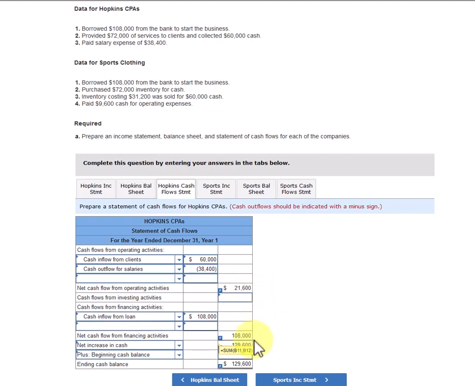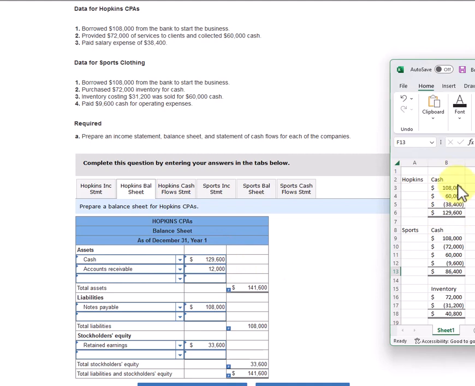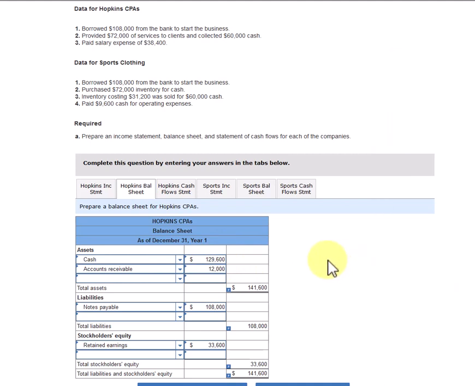We add all of this together and we get a net increase in cash of 129,600. 129,600 is the ending cash balance, and whatever you have here for your ending cash balance should tie to what you computed here for the cash balance. And remember, we used our little Excel spreadsheet to make that calculation. All right, so that's Hopkins.